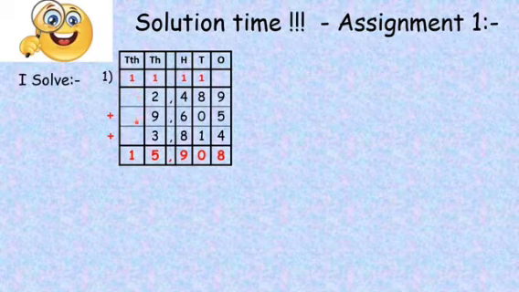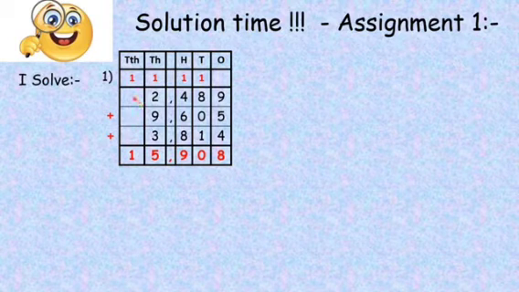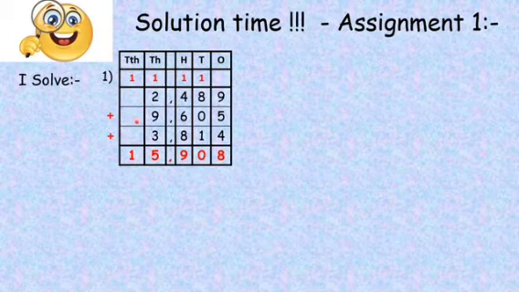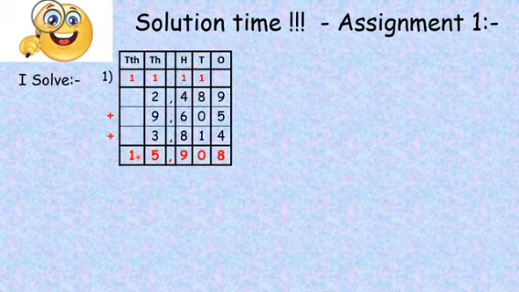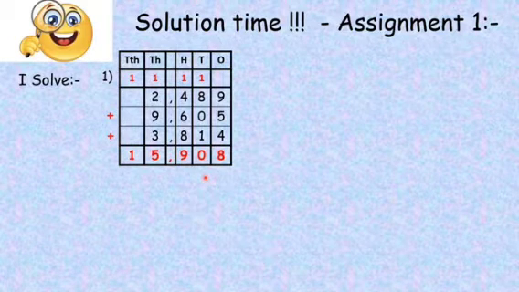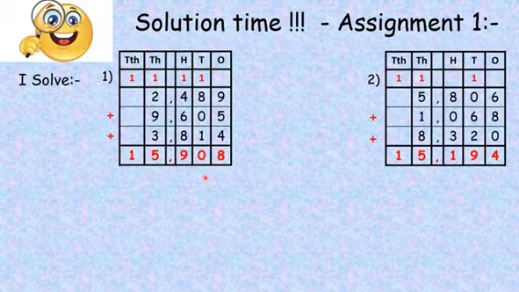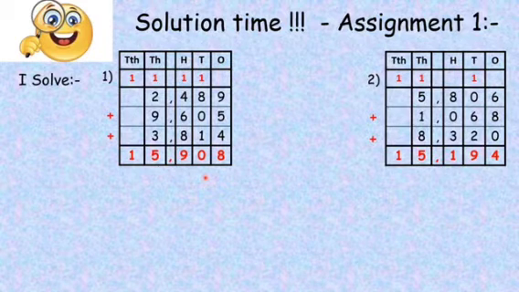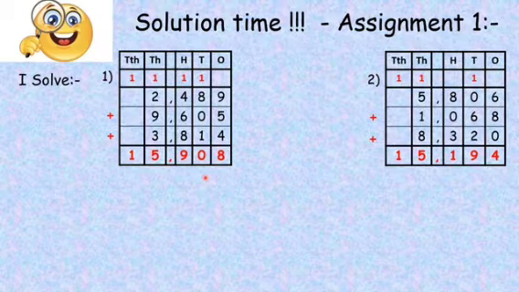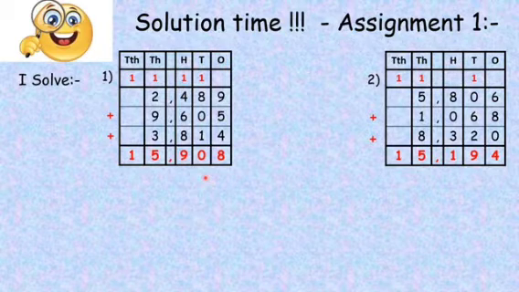Here, since we don't have any digits, we consider that as 0. So 1 plus 0 plus 0 plus 0 gives you 1 itself. So the sum is 15,908. We move on to the second problem. We had 5,806, 1,068 and 8,320. Adding in a similar manner, we get the sum as 15,194.